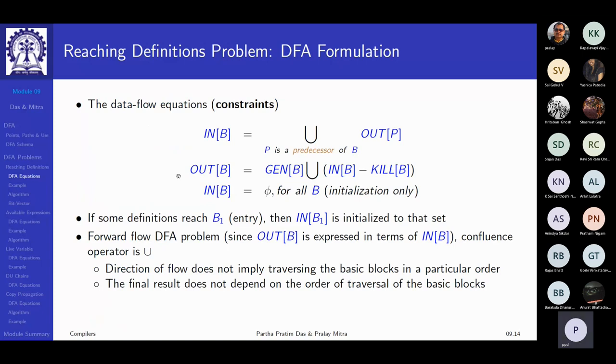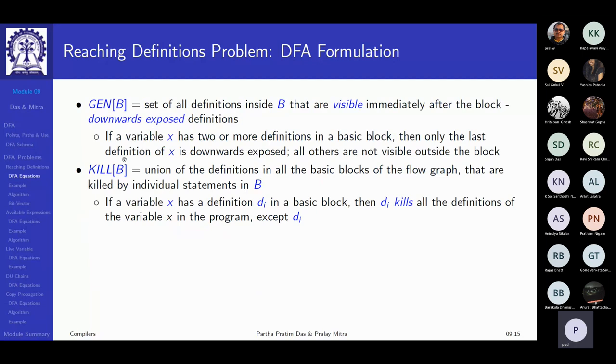First, let us define these two terms, Gen B and Kill B. So let me go to the next slide, define these terms, and then we'll come back to this formulation. Gen B is a set of all definitions that are generated in B. That's the basic semantic meaning.